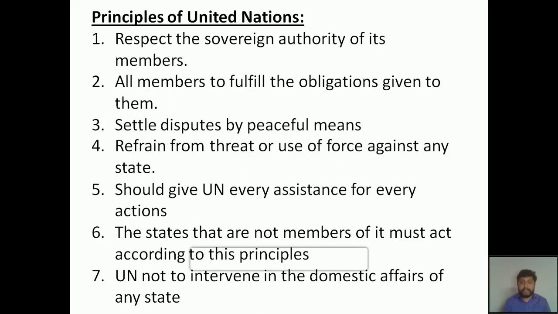So with this we are winding up today's class, and in the next class we are going to see one of the organs of the United Nations, that is General Assembly. So we will discuss General Assembly in the next class.